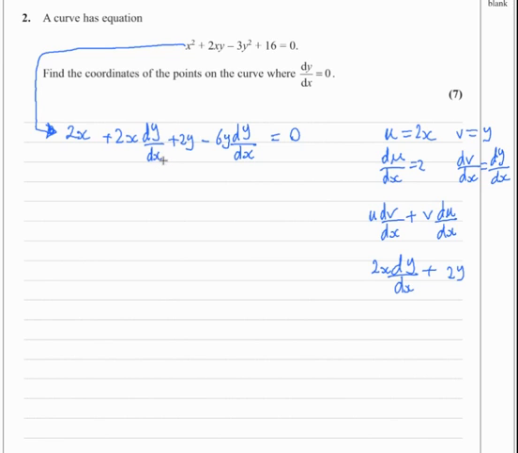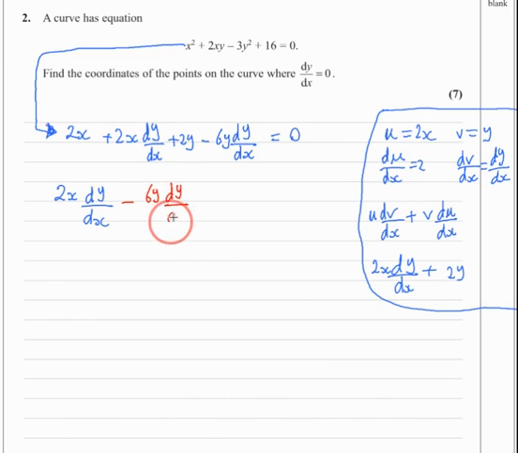So I'm going to take everything with a dy dx and keep it on the left-hand side, and everything without dy dx and put it on the right-hand side. So I have 2x dy dx. Let me just do this because that can get confusing. So I've got 2x dy dx minus 6y dy dx. That equals minus 2y minus 2x.